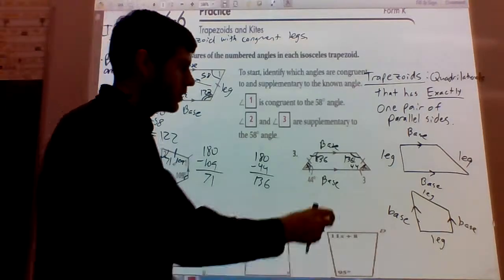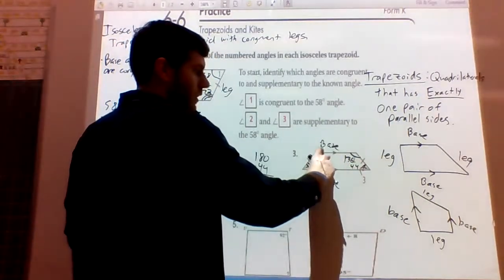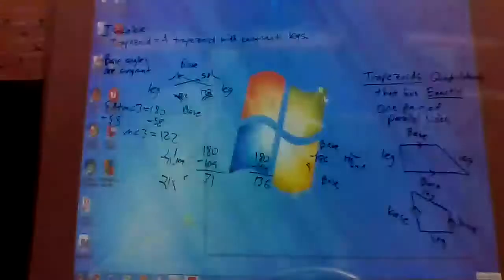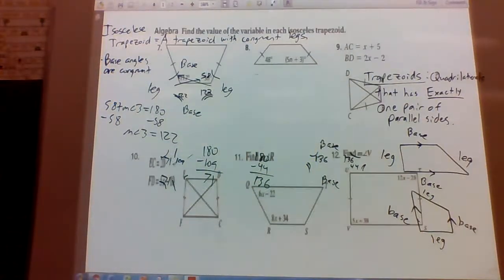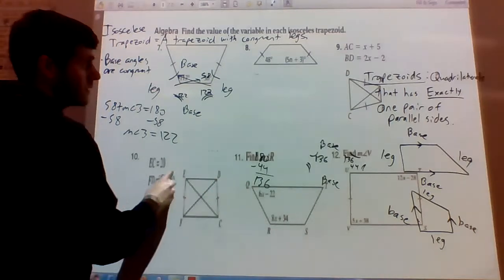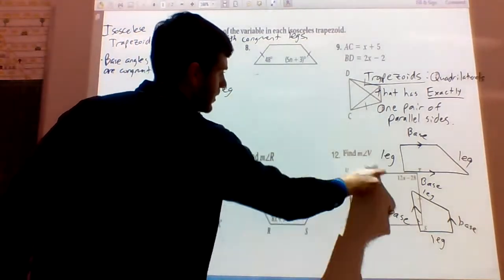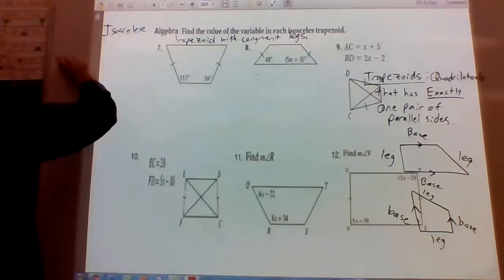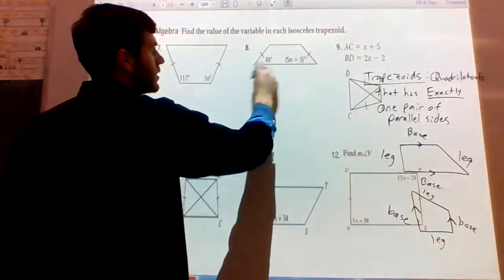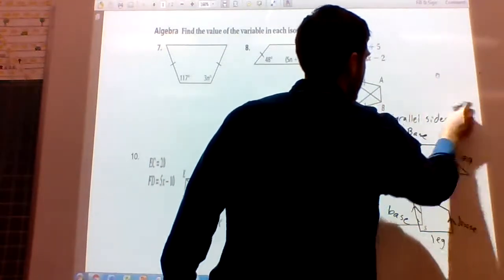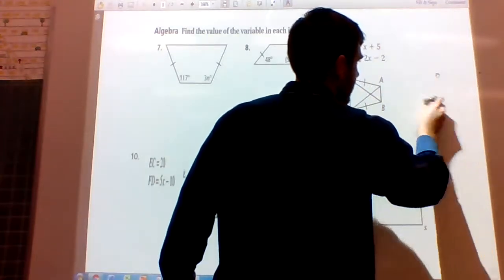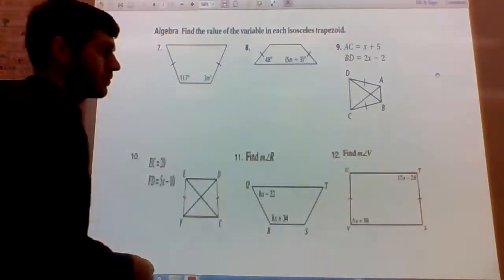Base angles are congruent. These are base angles, and these are base angles. These are consecutive angles that are supplementary because they're between bases. That's 1 through 4, so we got 1 through 6. So we only have 6 more. That's halfway. These will go fast. All right, so 7, 8, and 9. We are going to have one more property to talk about.